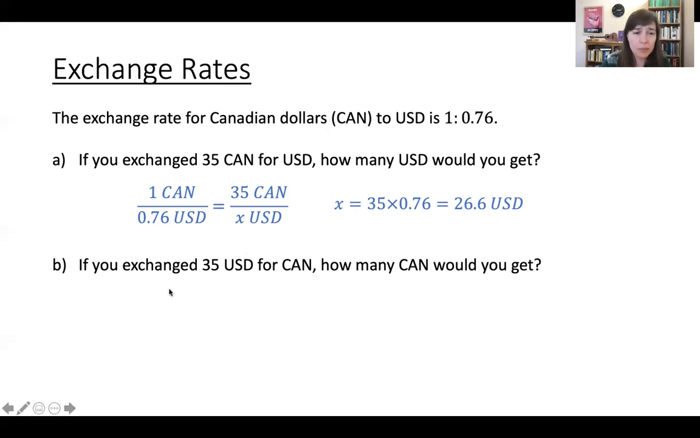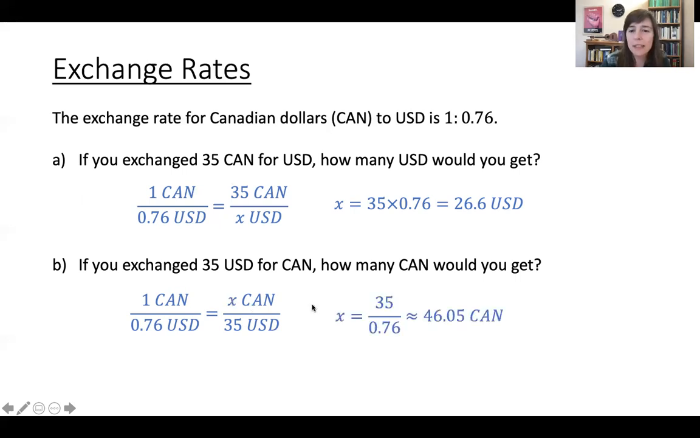So, okay, we'll do the same setup. 1 Canadian dollar to 0.76 US dollars. Here, we don't know the number of Canadian dollars, but we have a number of US dollars. We need these two ratios to be the same, so we set them equal. We cross multiply to solve for X, and you get 46 Canadian dollars and 5 Canadian cents, which is more than 35, which is what we expected.